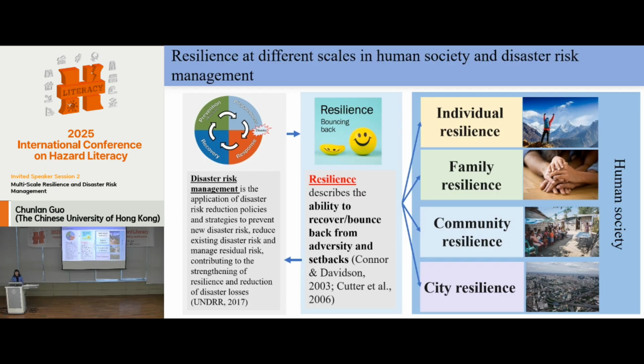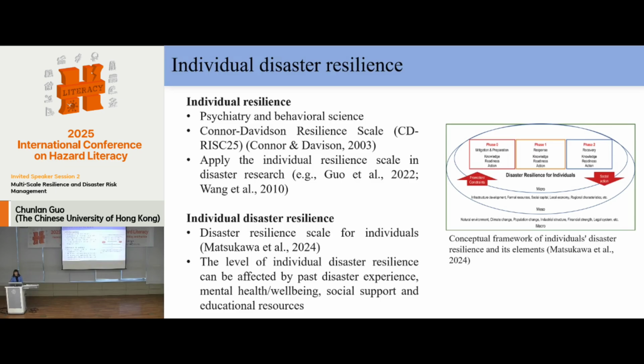discuss what multi-scale resilience is. We know that resilience is the ability to recover and bounce back from adversity and setbacks. This is one of the widely accepted and easily understood definitions of resilience. But in our human society, in fact, we have different scales of resilience: individual resilience, family resilience, community resilience, and city resilience. All of them, in fact, interact with disaster risk management. Now let's look at them one by one.